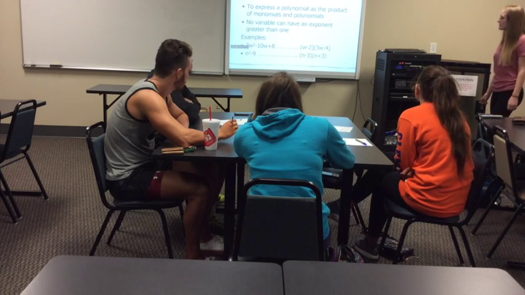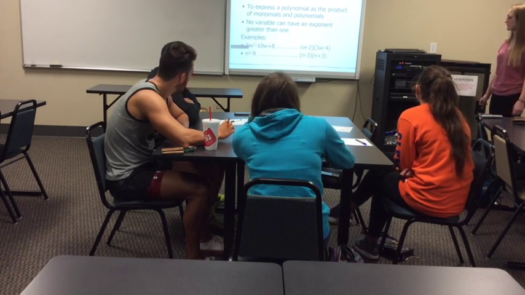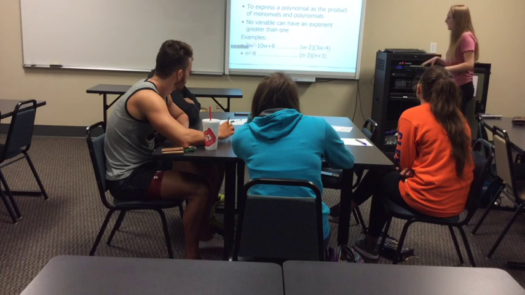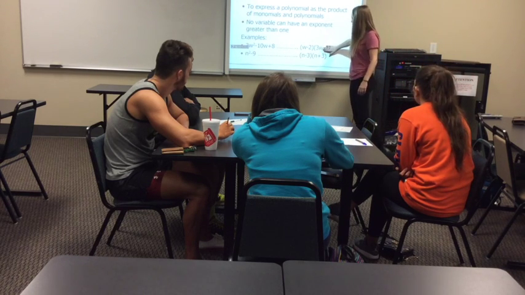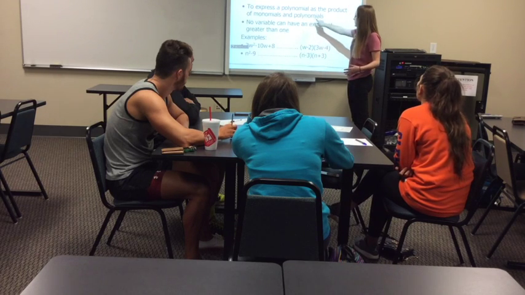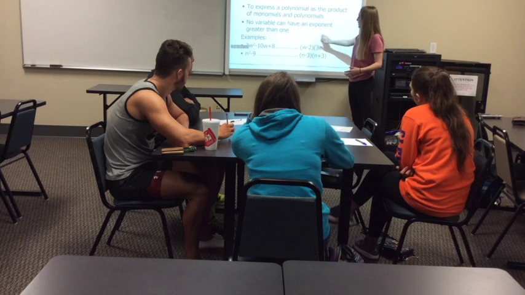So factoring is to express a polynomial as the product of monomials and polynomials. So a monomial is a term that is just 1. So just 3w by itself would be a monomial. Mono means 1. Polynomial is more than 1 term, so 3w minus 4 is a polynomial because it has 2 terms.